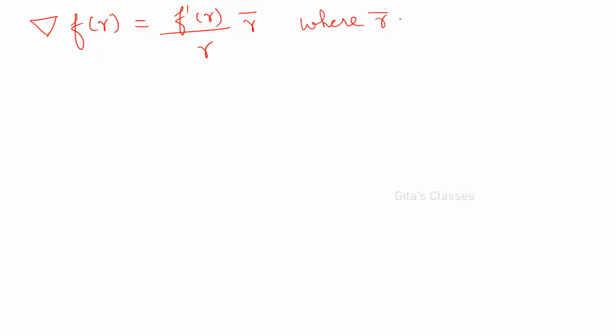Yeah. One more question. Let us see. Del of f of r is equal to f dash of r divided by r into r vector, where r vector is equal to xi plus yj plus zk. This is a standard question. So prove that del of f of r is equal to this one. So now let us take, what is R?